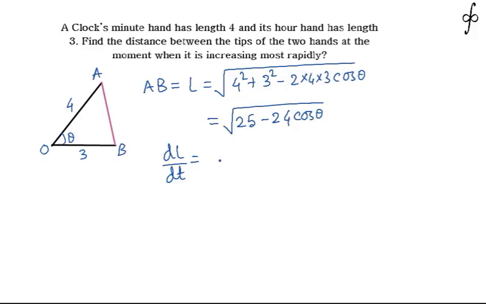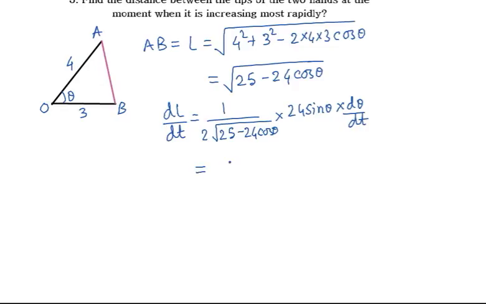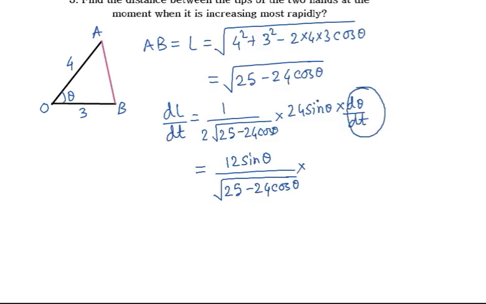So dL/dt, that is differentiating with respect to time, using chain rule, is going to give us 1 by 2 root 25 minus 24 cos theta into 24 sin theta into d theta/dt. That is the rate of change of the angle between the minute hand and the hour hand. So we can see that this is coming out to be 12 sin theta divided by root over 25 minus 24 cos theta into d theta/dt, the rate of change of the angle between the minute hand and the hour hand.